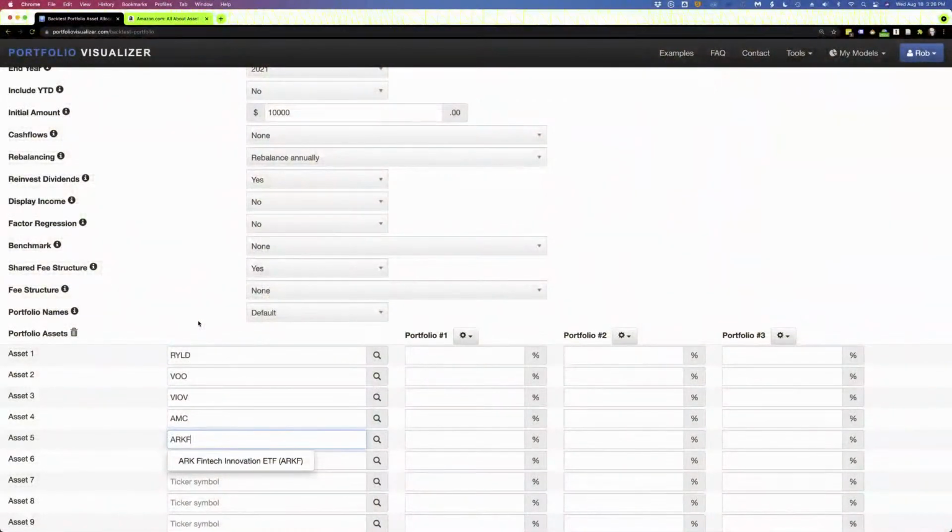And ARC Fintech Innovation, the problem with that one is again the fundamentals. Most of the companies in their funds don't even make any money, and their valuations, whether it's PE, price to book, or price to sales, are just off the charts. So I'm not a fan of that. That's my take. All right, I'll share my screen again. Let's see what we got.